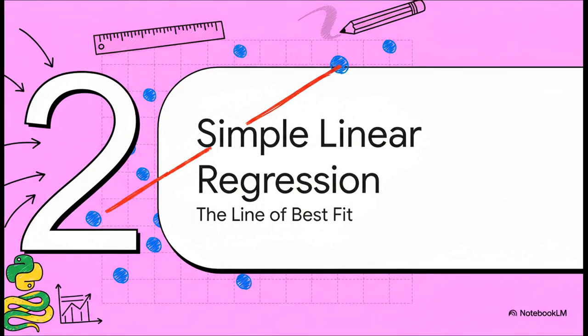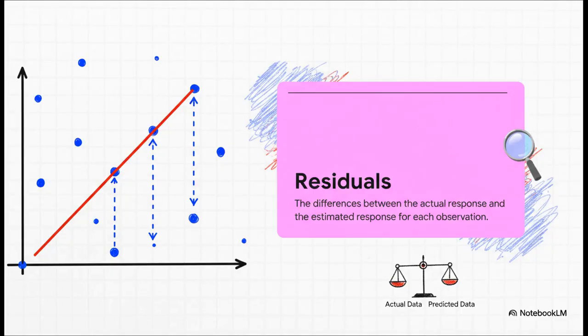So, with that big idea down, let's get specific and talk about the most fundamental type of all, simple linear regression. And yeah, the name kind of gives it away. We're talking about straight lines. But before we can find the best line, we have to ask, how does a computer even know what best means?